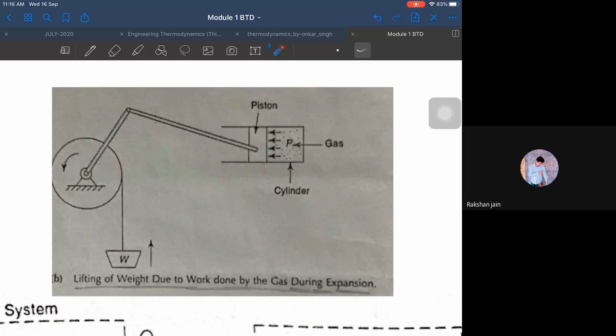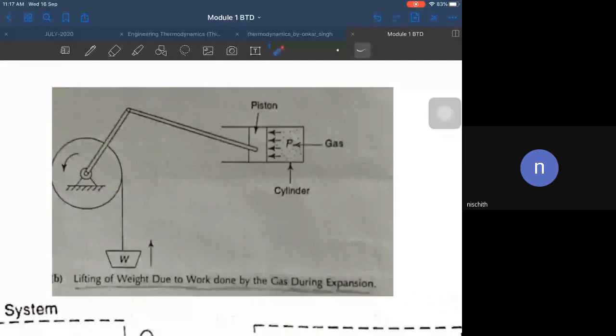Rakshan. Sir, if work is done by the system, then it is positive or negative? Done by the system is positive, sir. That's great. Nishchat. Sir, if work is done on the system, it is negative or positive? It's negative, sir.